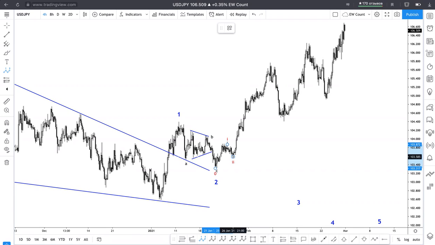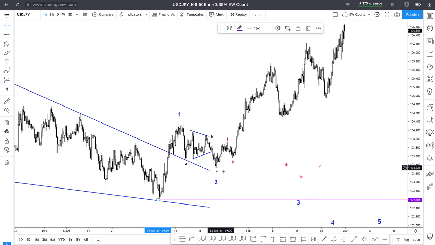Then wave 2, and according to the theory we know that we can expect the strong third wave to the upside. I waited first and second wave to reduce our risk, because the invalidation level for second wave is the bottom of first wave. So if we buy, for example, here, our invalidation level will be here, so risk is big. If we wait for smaller time frame, wave 1 and wave 2, we can reduce our risk to this level.